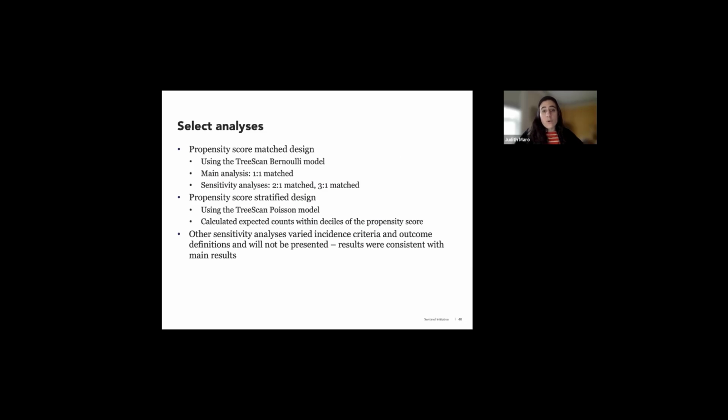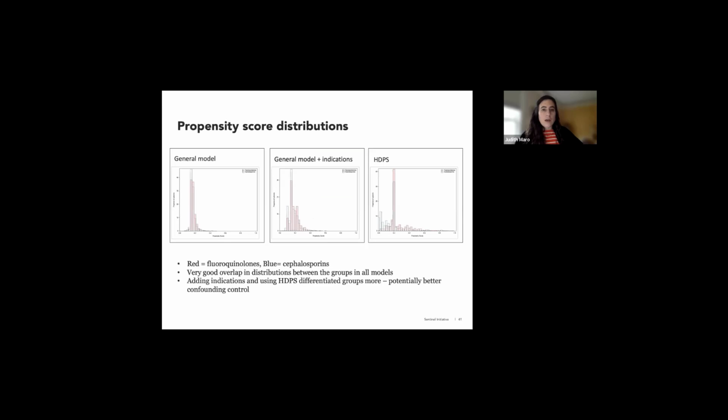And we did both a match design, so a Bernoulli-based design with different fixed ratio matches. We also did stratified designs using the Poisson-based model. We settled on deciles of the propensity score, and we did some other sensitivity analyses with incidence criteria and outcome definitions. And so I'm going to talk through these analyses.